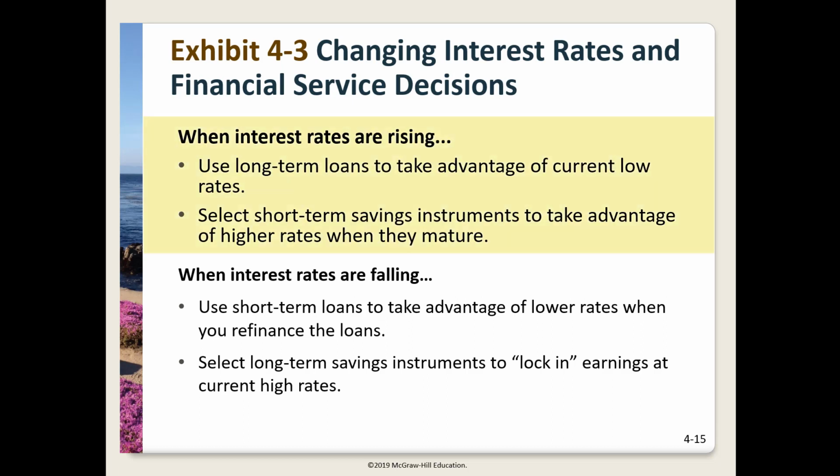If you're expecting rates to go up, long-term borrowing, lock in the low rates. Short-term saving, wait for the higher rates. If rates are expected to fall, do the opposite. Short-term borrowing, wait for the rates to fall. Long-term savings, lock in that higher rate now. Common sense, but you have to watch current rates and pay attention to what the Federal Reserve is doing and saying to be aware of the expected direction of rates.